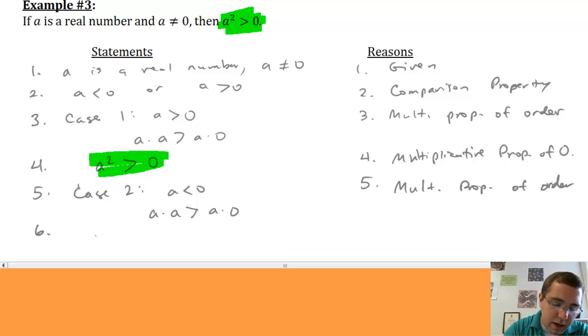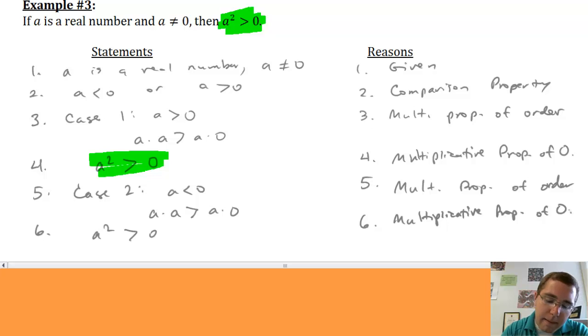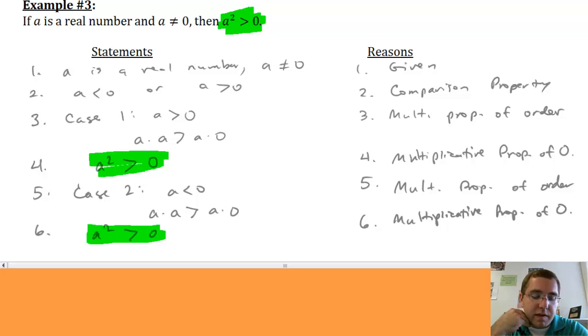And number 6, a times a is still a squared, and that is greater than, well, a times 0 is still 0 for the same reason. The multiplicative property of 0. So notice, the only reason we got a squared is greater than 0 for both cases is because of the fact that when we multiply by a negative number, it switches the sign. Otherwise, we would have ended up with a squared was less than 0 if we hadn't switched that sign. So we got what we wanted to show in both cases. So we have finished our proof.